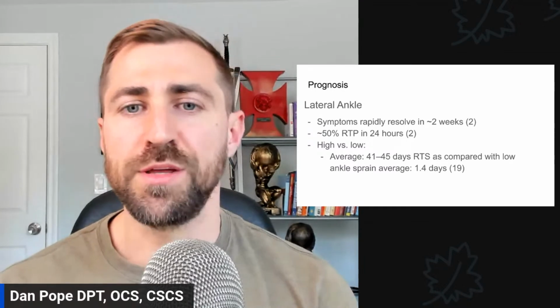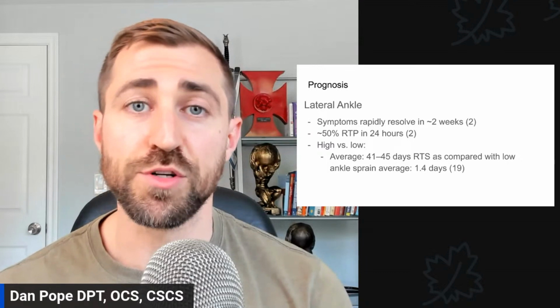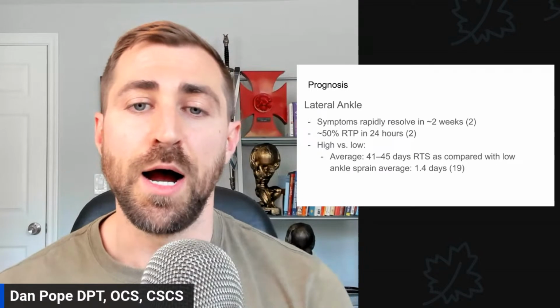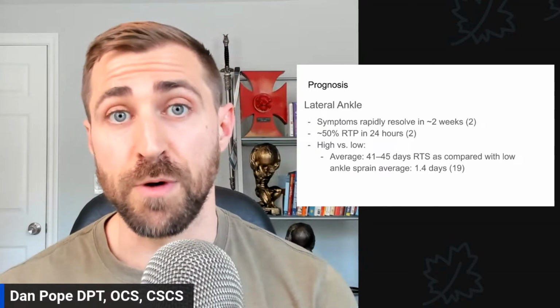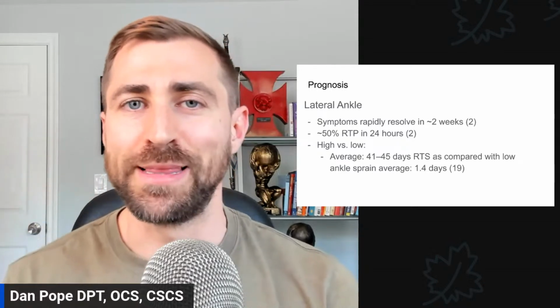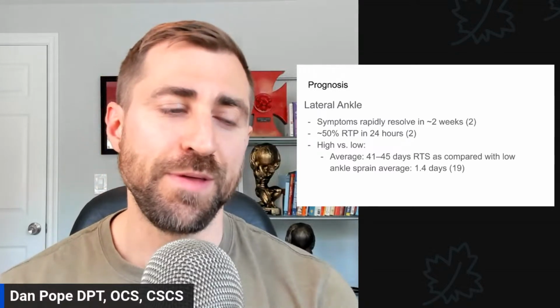So the large majority of these are going to resolve within around 2 weeks. They have a return to play rate, and again, it depends on the sport, depends on the study that you read. Around 50% of these folks are returning within 24 hours, right? Some studies show that the average return to sport time for a lateral ankle sprain is 1.4 days. Okay. And this is crazy to me.